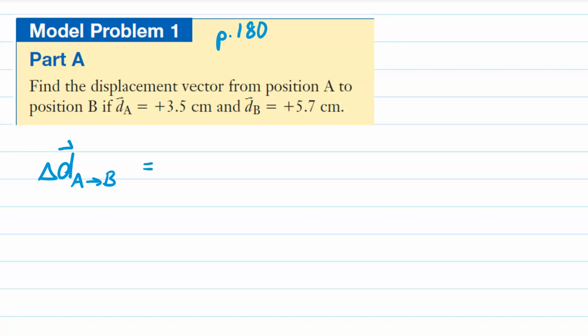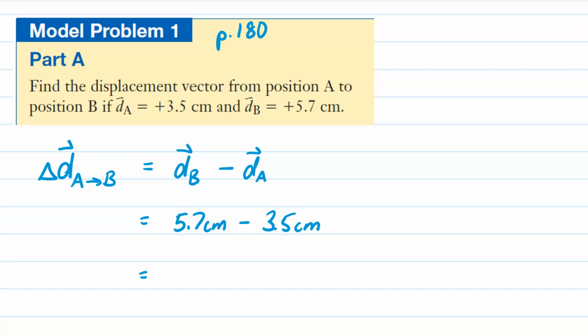Now remember the definition of displacement. Displacement equals your final position. In this case, if you went from A to B, your final position would be position B minus your position A. Final position B minus initial position A. Okay? So it says position B is positive 5.7 centimeters. We subtract from that position A, which is a positive 3.5 centimeters.